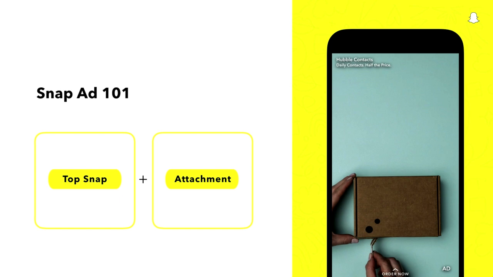And first, let's understand what is a Snap Ad. What are the elements? The top snap, first we have, is the 3 to 10 second video or photo ad that can run in a variety of formats. See the Hubble creative here.